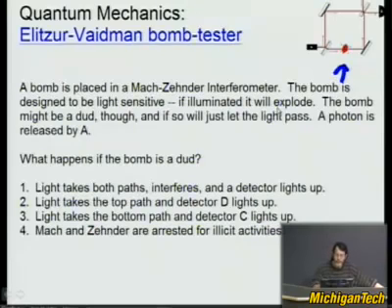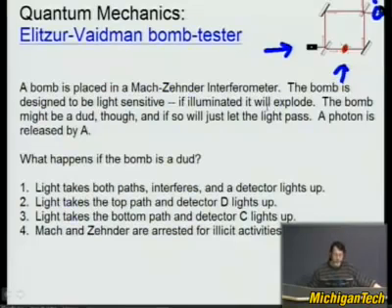So a photon is released by A. So here's A here. What happens if the bomb is a dud? So you got a bad bomb. You put it in your Mach-Zehnder interferometer, which is now an Elitzur-Vaidman bomb tester. What's going to happen? Does light take both paths, interfere, and a detector lights up? Does light take the top path if the bomb is a dud, and detector D lights up? So D is this one down there. Does light take the bottom path and detector C, this one, lights up? Or are both Mach and Zehnder arrested for illicit activities?